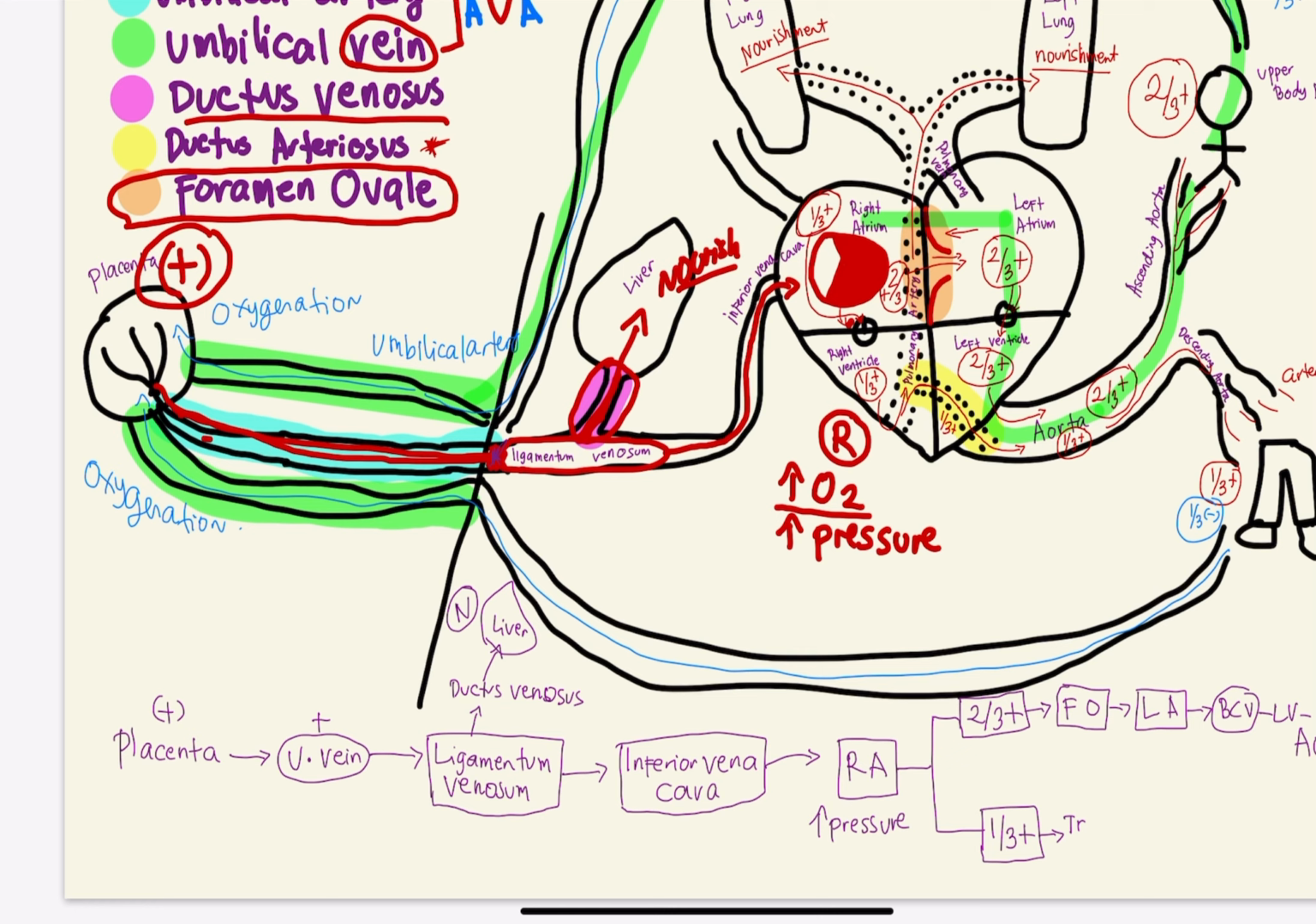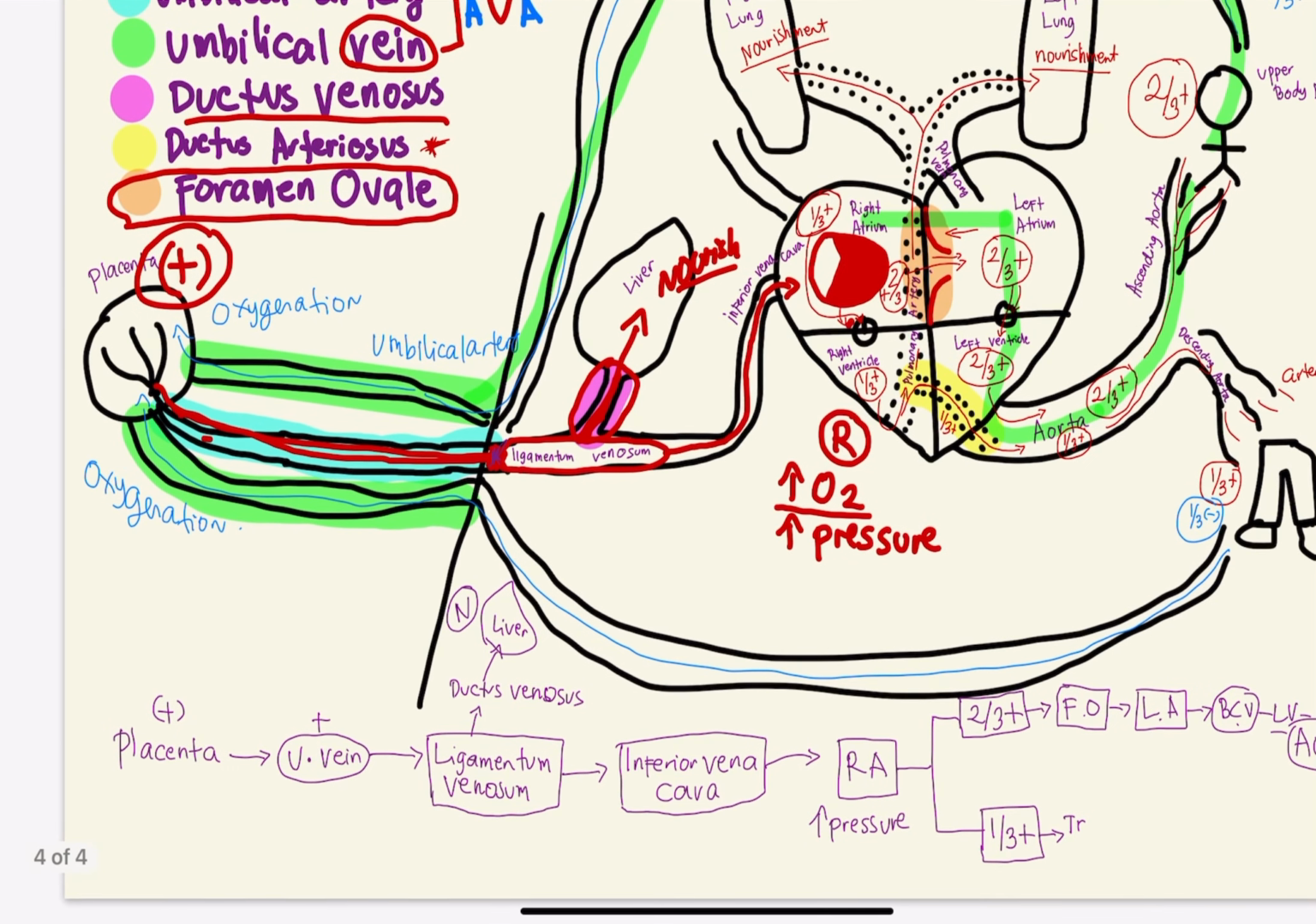body. Okay po ba? So ulitin natin, 2/3 oxygenated blood will go to the foramen ovale. Okay? Will go to the left atrium, will go to the bicuspid valve, and then to the left ventricle going towards the aorta. Okay. Next, we also have the 1/3 oxygenated blood.